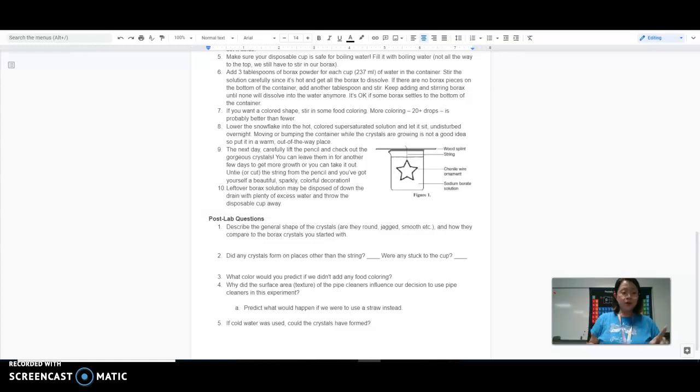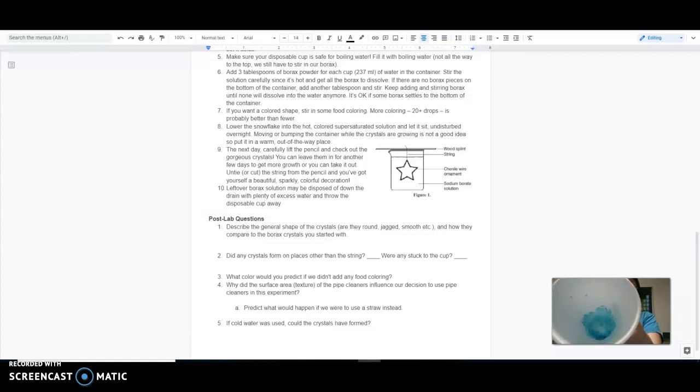Okay, so that was post-lab question number 1. And for post-lab question number 2, did any crystals form on places other than the string? So that is a yes. And were any stuck to the cup? That's also yes. So I've got this other substance that I soaked, and it was using blue dye, but looking at the inside of the cup, all of that blue at the very bottom are borax crystals.